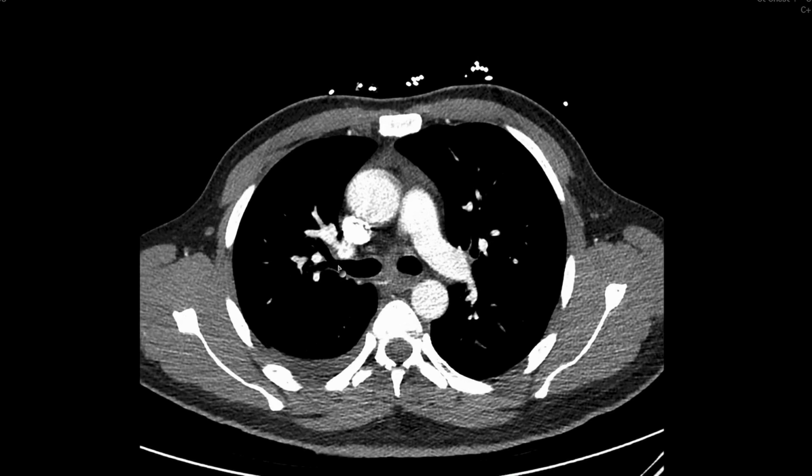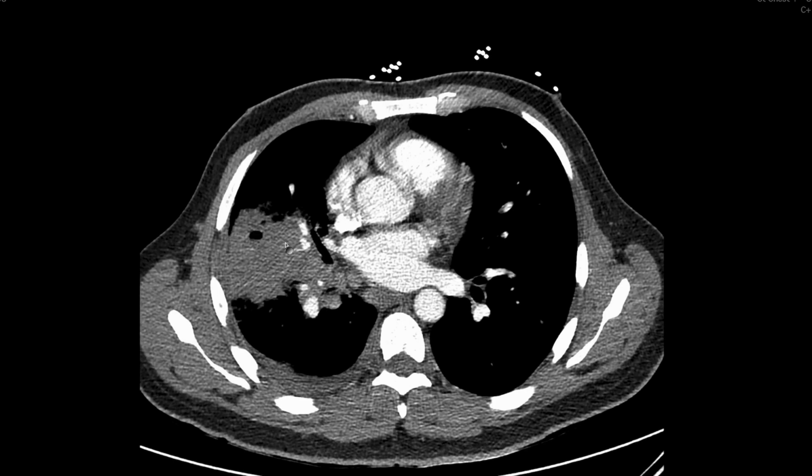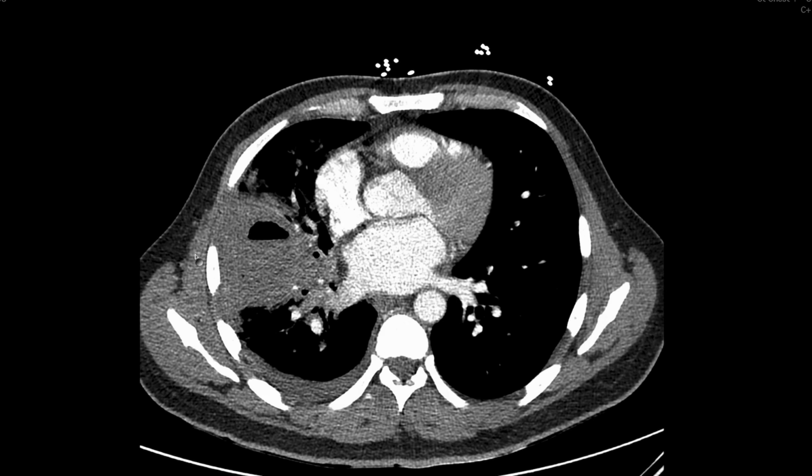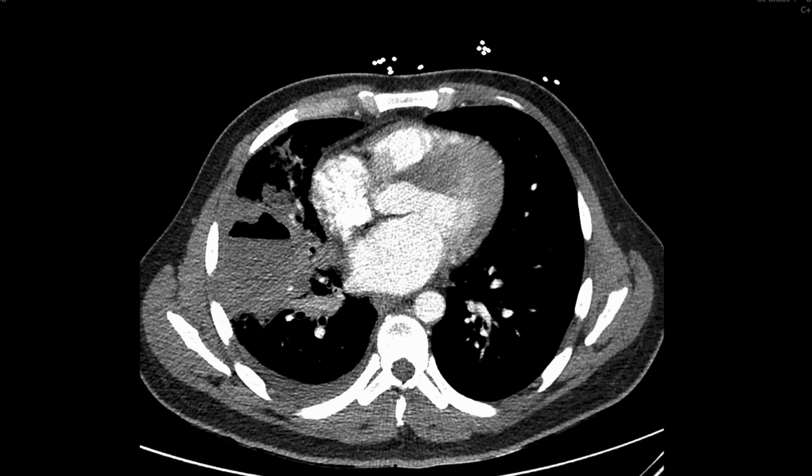In the acute setting, in a patient with fevers, our primary consideration is that of a pulmonary abscess. The other thing to consider would be cavitating pneumonia, and other differential diagnoses include malignancy, especially primary bronchogenic carcinoma or squamous cell carcinoma.